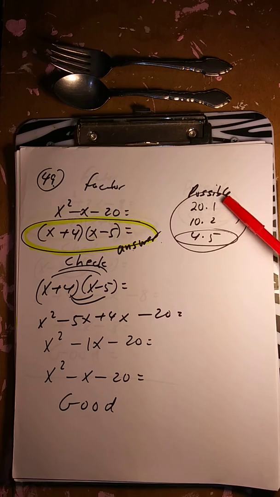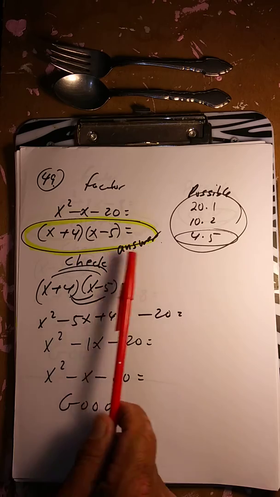Next one. x squared minus x minus 20. Possible numbers: 20 times 1, 10 times 2, 4 times 5. So let's go with the 4, 5.